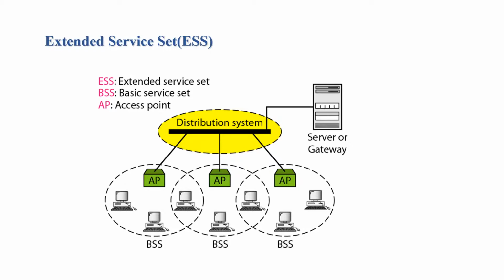The extended service set uses two types of stations, mobile and stationary. The mobile stations are normal stations inside a basic service set. The stationary stations are access point stations that are part of a wired local area network.